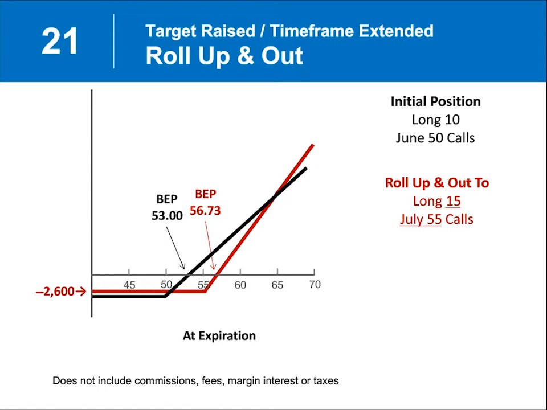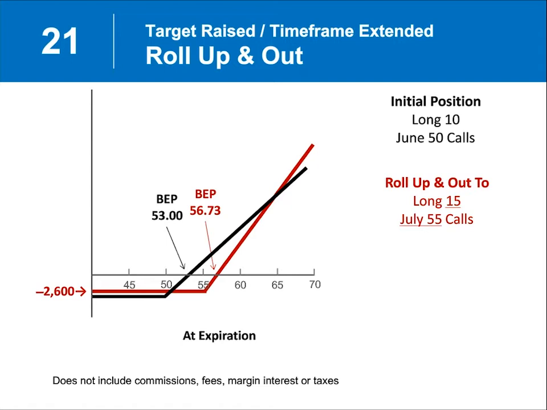So our total risk has been reduced to $2,600, but we will experience that total loss if the stock is at 55 or below. Again, that's going out to July, but our total risk is lowered. That risk will be realized at a higher stock price. So that is a benefit and a cost at the same time.